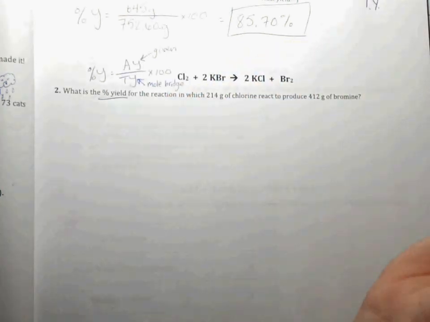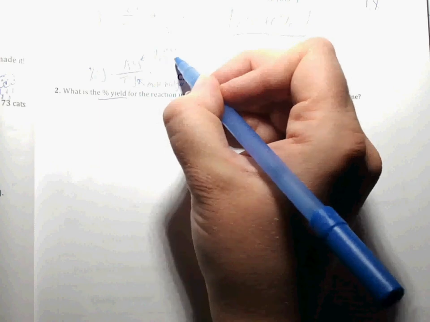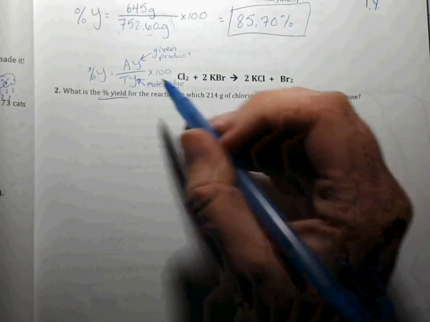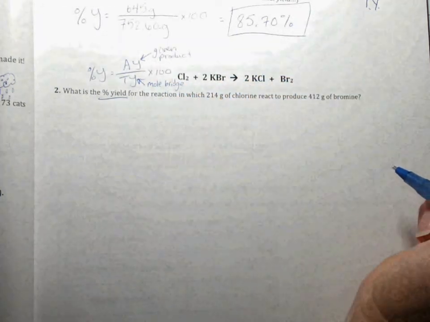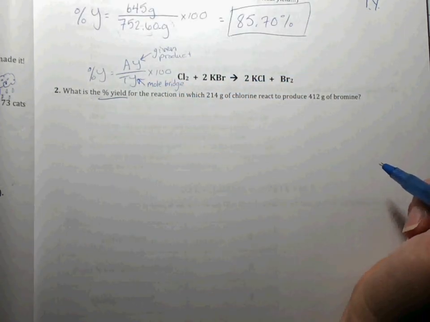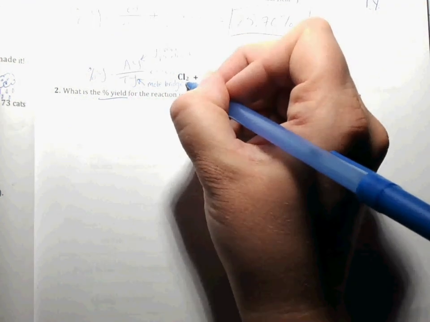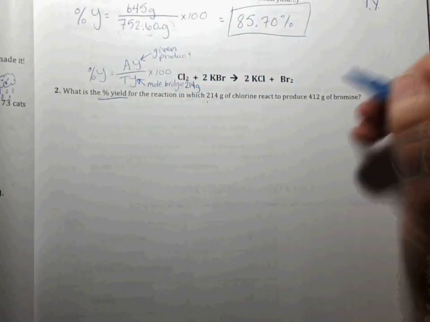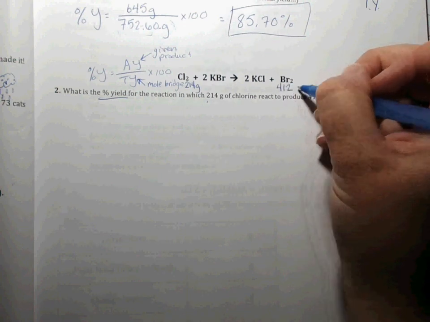We also know that yields are products, so this given one has to be a product. The theoretical yield ends as a product, but the mole bridge is going to start at a reactant. So we got to look at what they gave us here. They say 214 grams of chlorine, so chlorine is this one, 214 grams, producing 412 grams of bromine, right here.